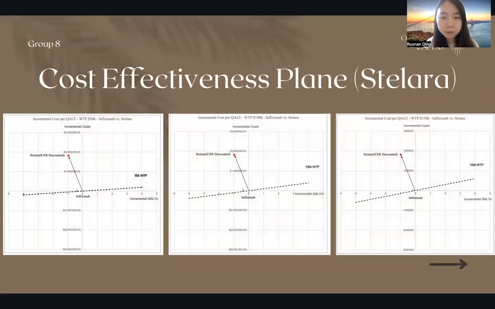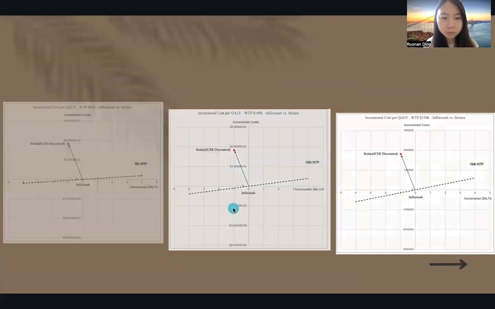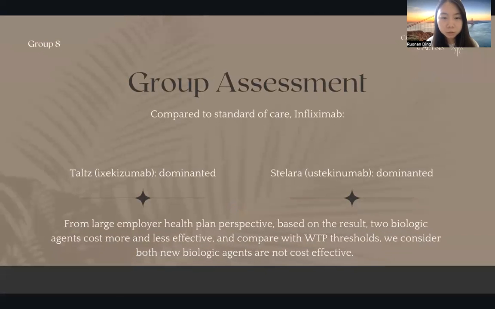So this is the plan for Stelara. The value we calculated is about negative 2 million. Same as Taltz, it also falls in the second quadrant and to the left of the willingness to pay thresholds. Next slide. So to conclude, the two biologic agents both cost more and are less effective compared to standard of care, which means they are both dominated. Based on the final result and cost effectiveness plan, values fall to the left of the willingness to pay threshold, so they're not cost effective. Next slide.